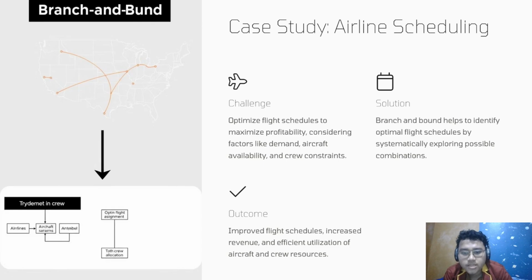Airlines can systematically explore possible flight schedules. It allows them to find the best combination that maximizes revenue and efficiency. Outcome: improved flight schedules, increasing profitability, and more efficient aircraft and crew utilization. This case study highlights how branch and bound can significantly improve decision making in industries with complex constraints.